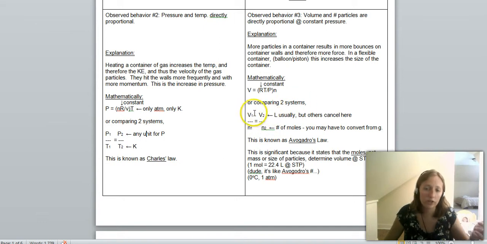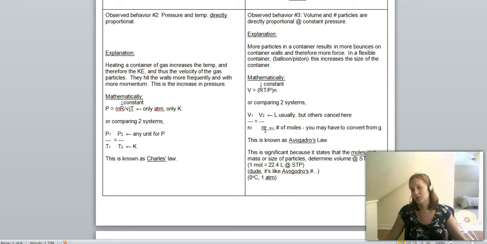Volume is usually in liters, but you can use milliliters or gallons or whatever here, because again, when you're comparing the same system twice, those units will cancel. And N is the number of moles. It doesn't really come as anything else except sometimes they'll be mean to you and give you the grams, and assume that you would notice that you had to convert into moles, because that's what N is.